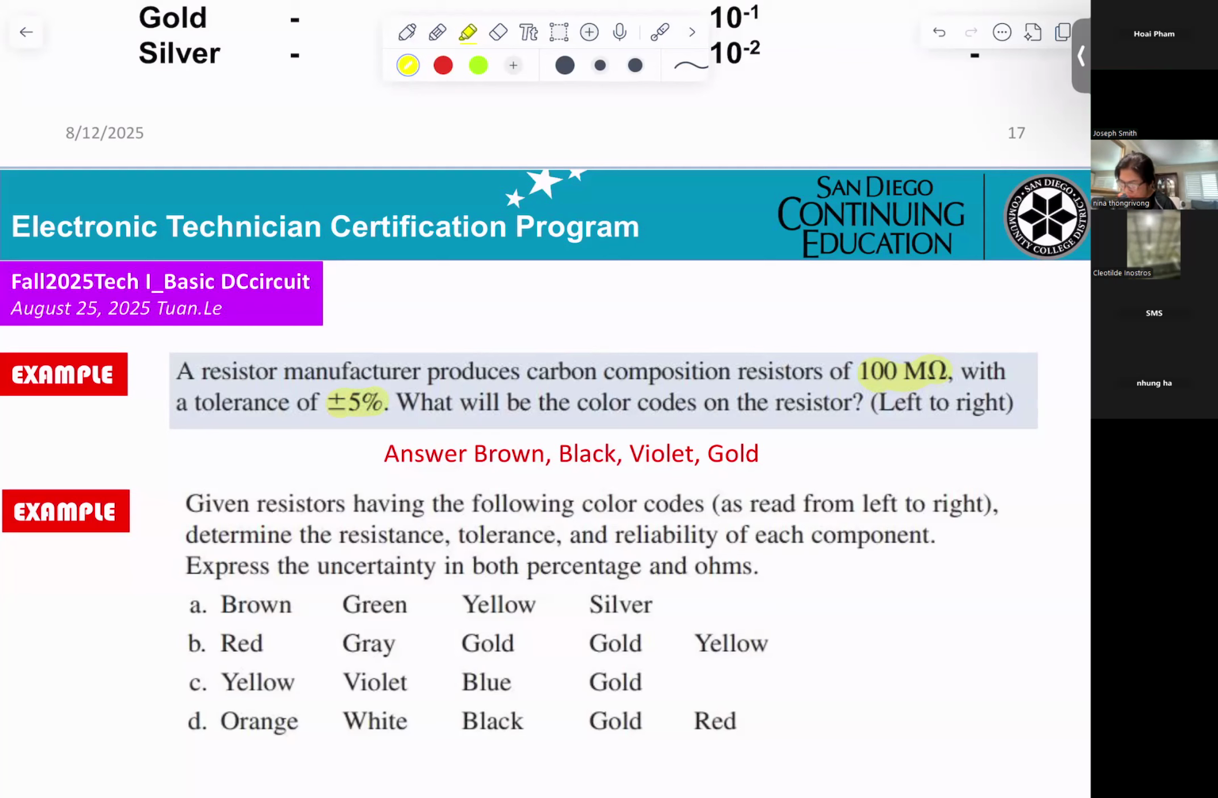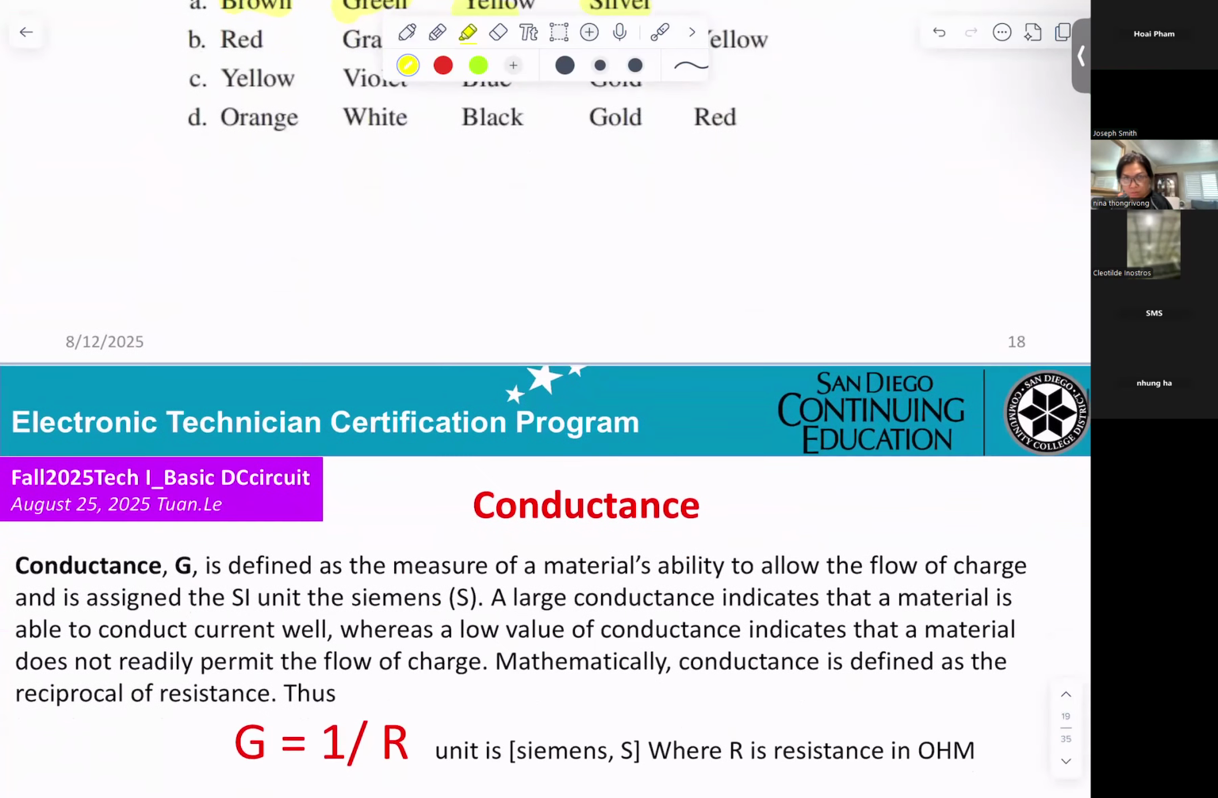Okay, so the answer will be brown, black, violet, and gold. You can read through it. You can try. Okay, when you get a question, we will help you. And now they also give you a resistor with brown, green, yellow, silver. What is the value? Okay, you can do that.